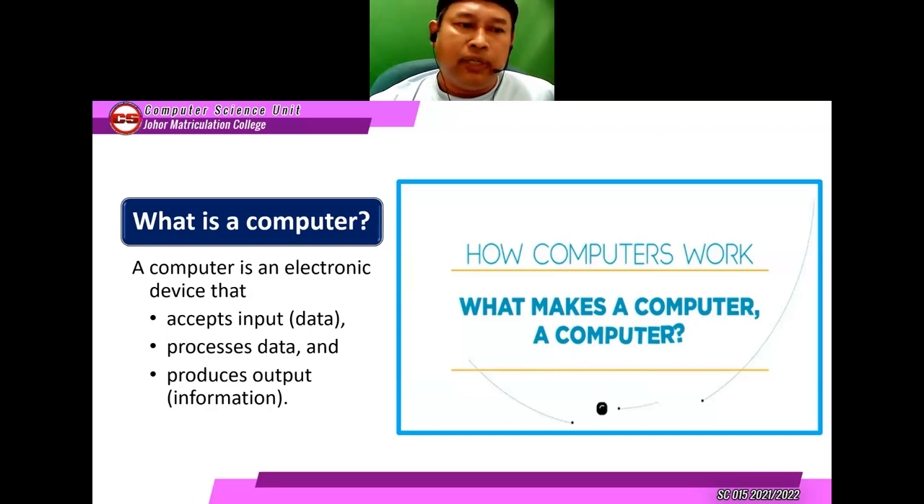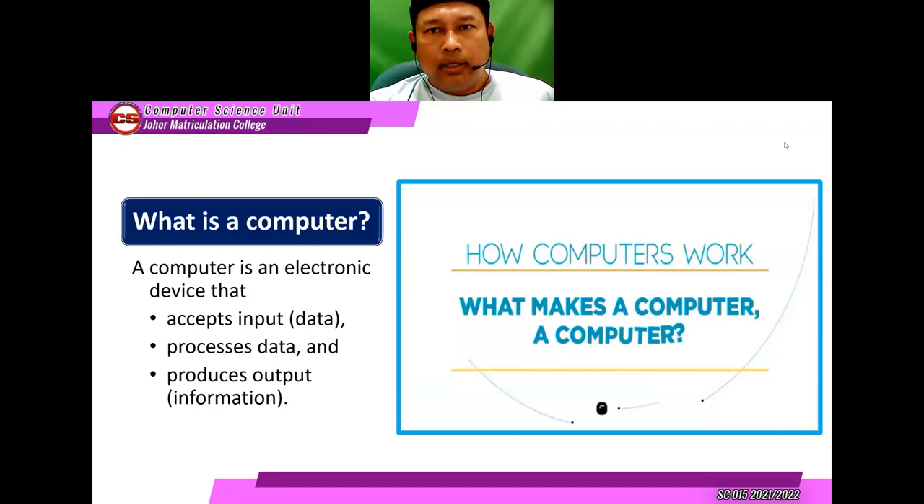What is the difference between data and information? Data is raw data. Maknanya data itu ialah data yang belum diproses. Information is data that has been processed. Contoh data, nama pelajar, umur pelajar atau tempat tinggal pelajar.